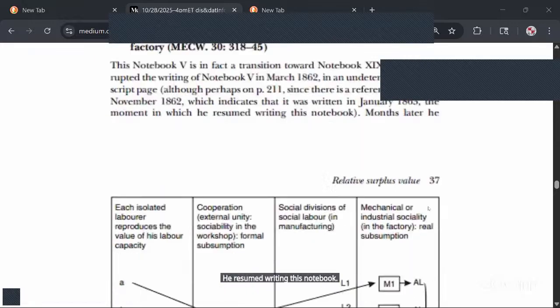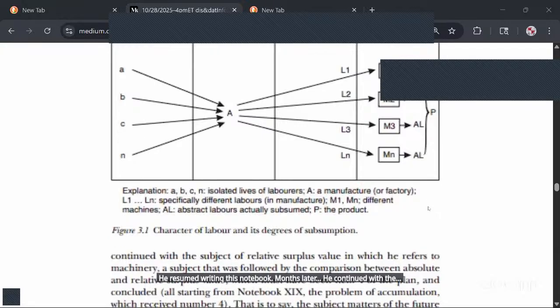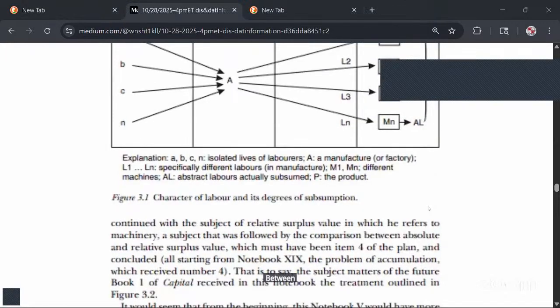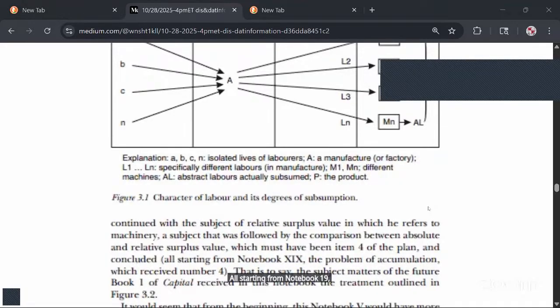Months later, he continued with the subject of relative surplus value, in which he refers to machinery, a subject that was followed by the comparison between absolute and relative surplus value, which must have been item 4 of the plan, and concluded, all starting from notebook 19, the problem of accumulation, which received the number 4. That is to say, the subject matters of the future book 1 of Capital, that is volume 1 of Capital, received in this notebook the treatment outlined in figure 3.2.